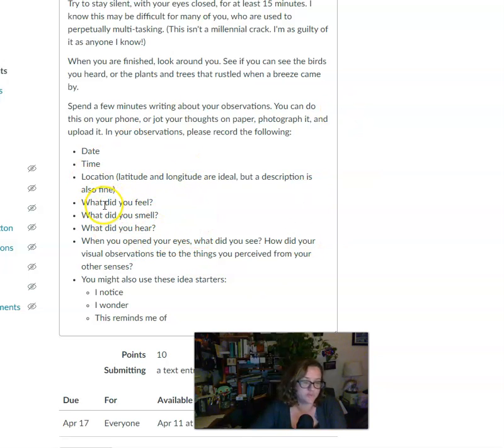Talk about what you observed: what you feel, what you smell, what you hear, what you see, and how your visual observations tie into the things you got from your other observations. Like maybe you were closing your eyes and you heard something, and then when you opened your eyes, you were able to find what was making that sound, and it was a cool bird, or maybe it wasn't a bird at all. Maybe it was a weird bug. Cool.